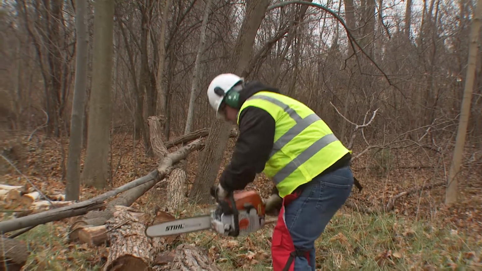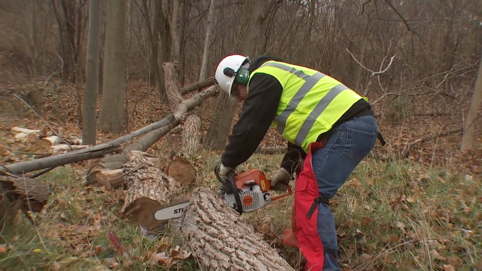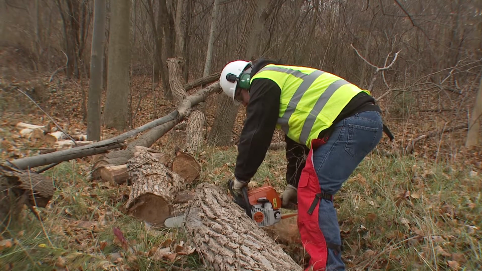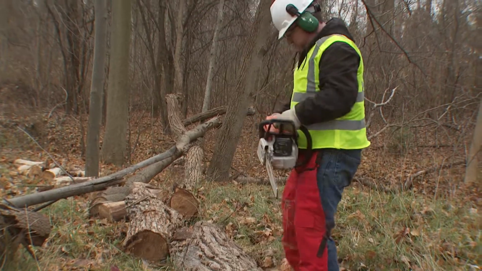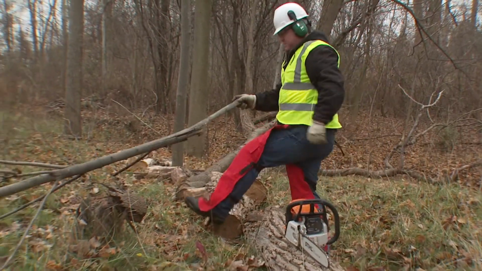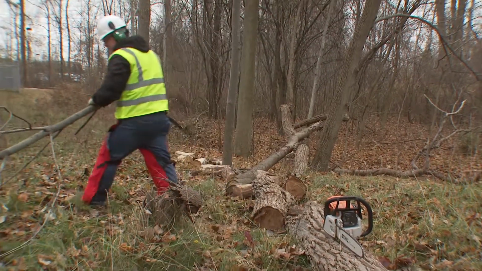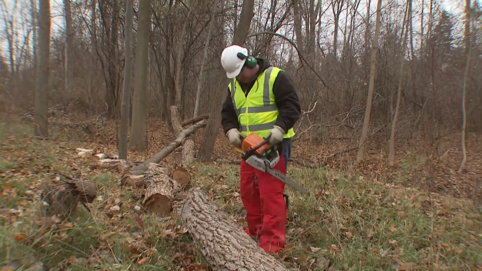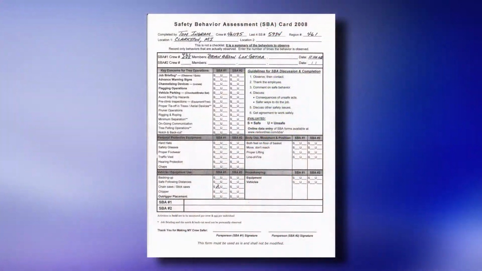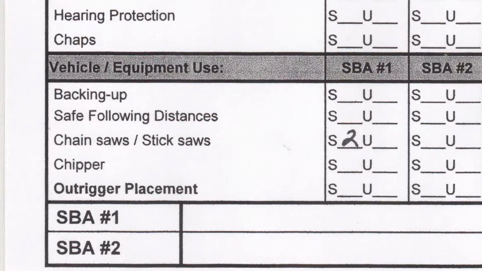Another example of multiple observations within the same category might be the use of chainsaws. A ground worker could be observed safely bucking a tree, turning their saw off to carry some wood to the chipper, and then returning to restart their saw and begin safely working again. This would be recorded as 2 separate safe chainsaw observations.